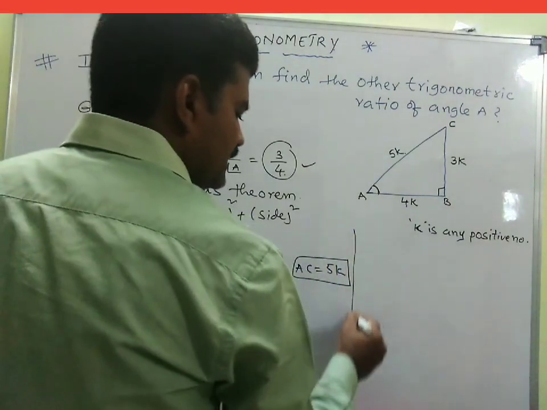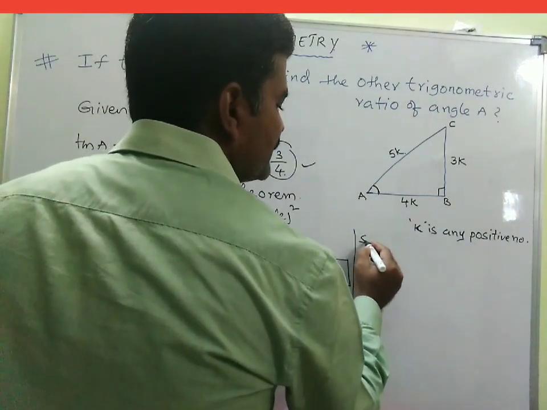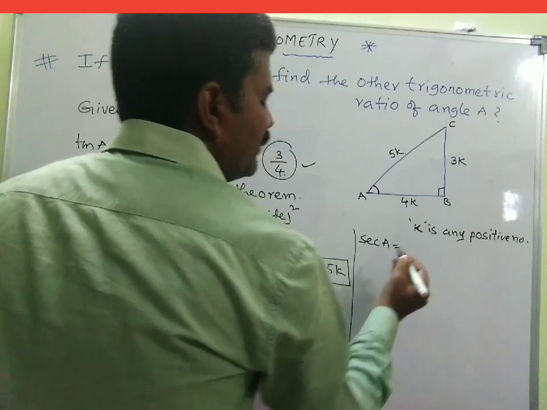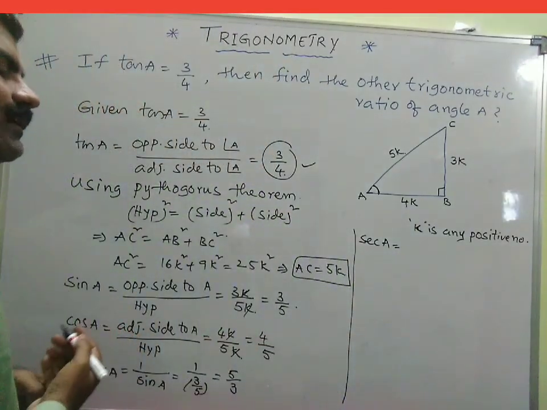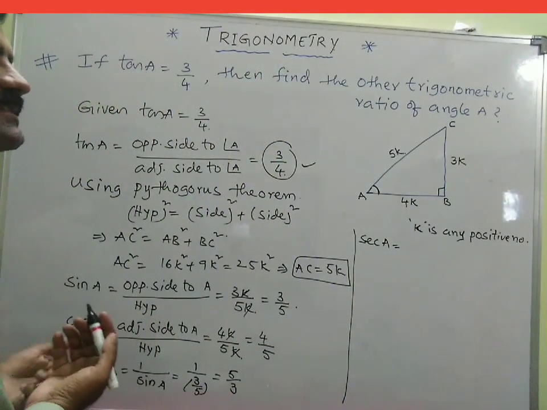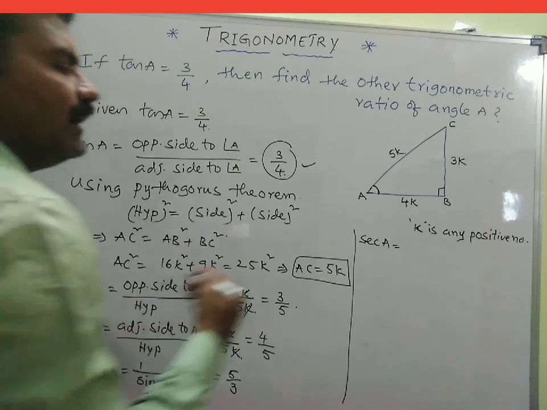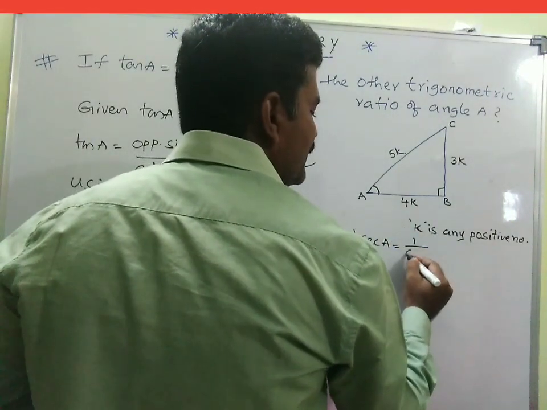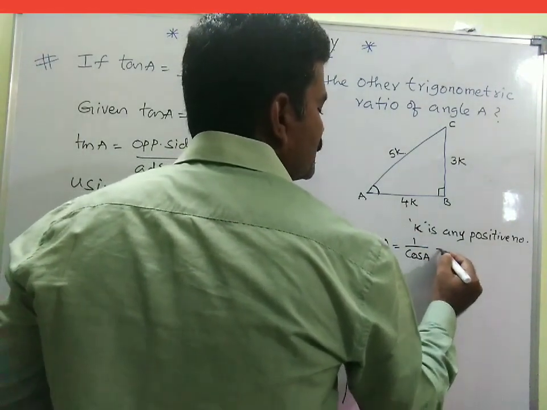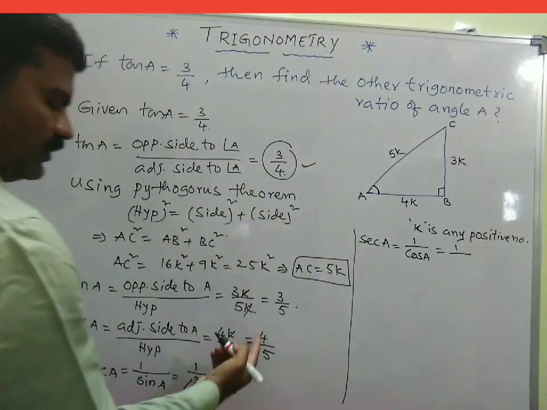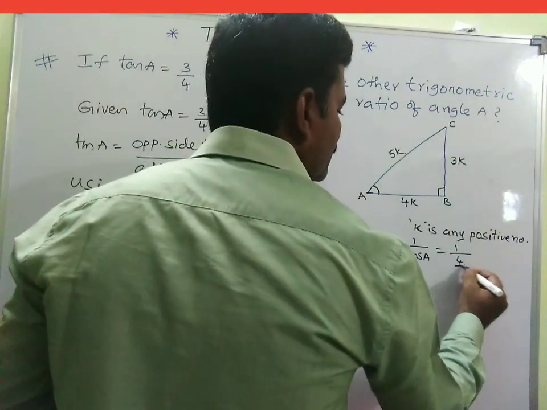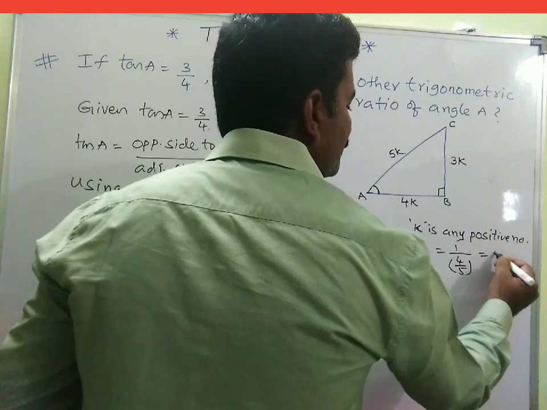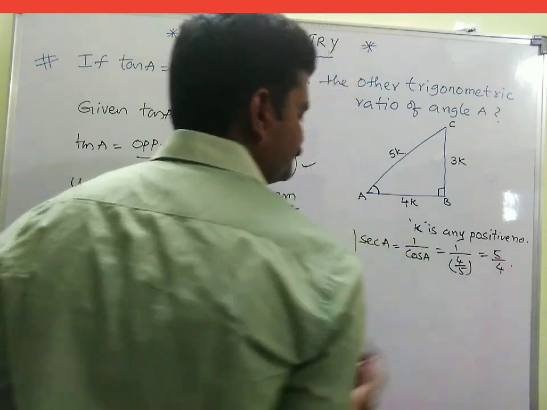And after cosecant A, now let me find secant A. How can I write secant A? Of course, one way is hypotenuse by adjacent. That is no doubt. And moreover, I can also write it as 1 by cos A. So 1 by cos A, where the value of cos A is 4 by 5, which is 5 by 4.